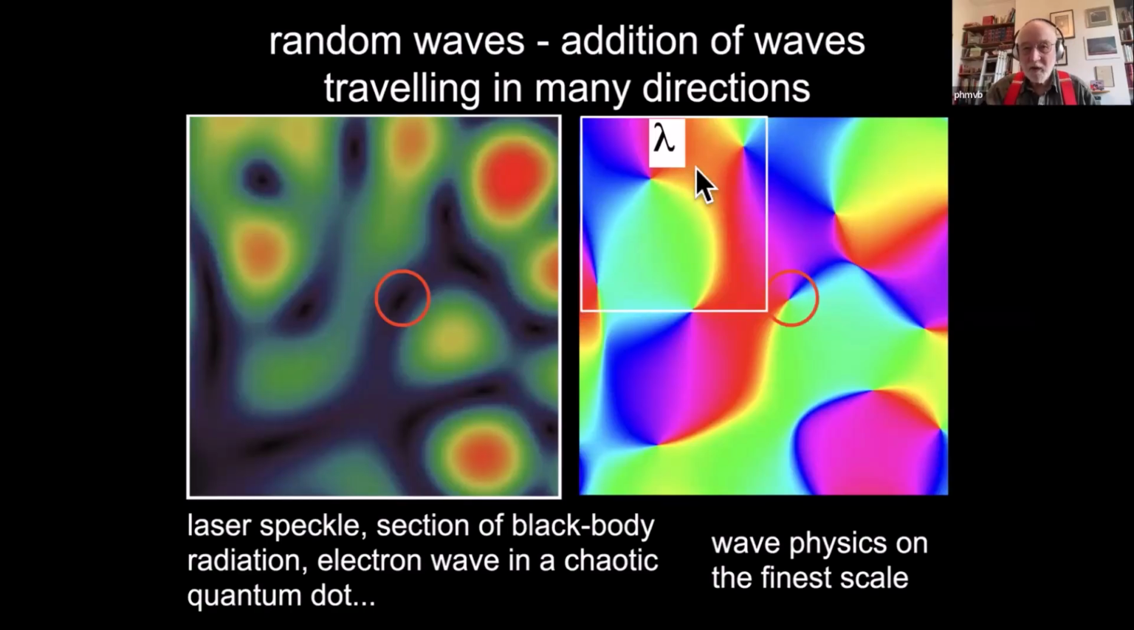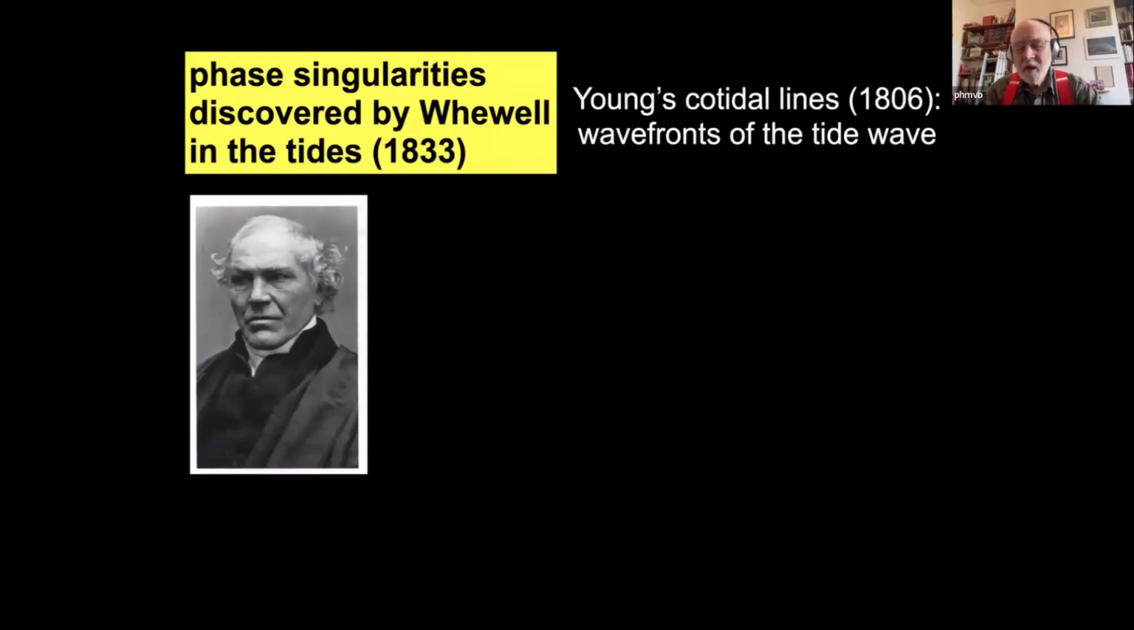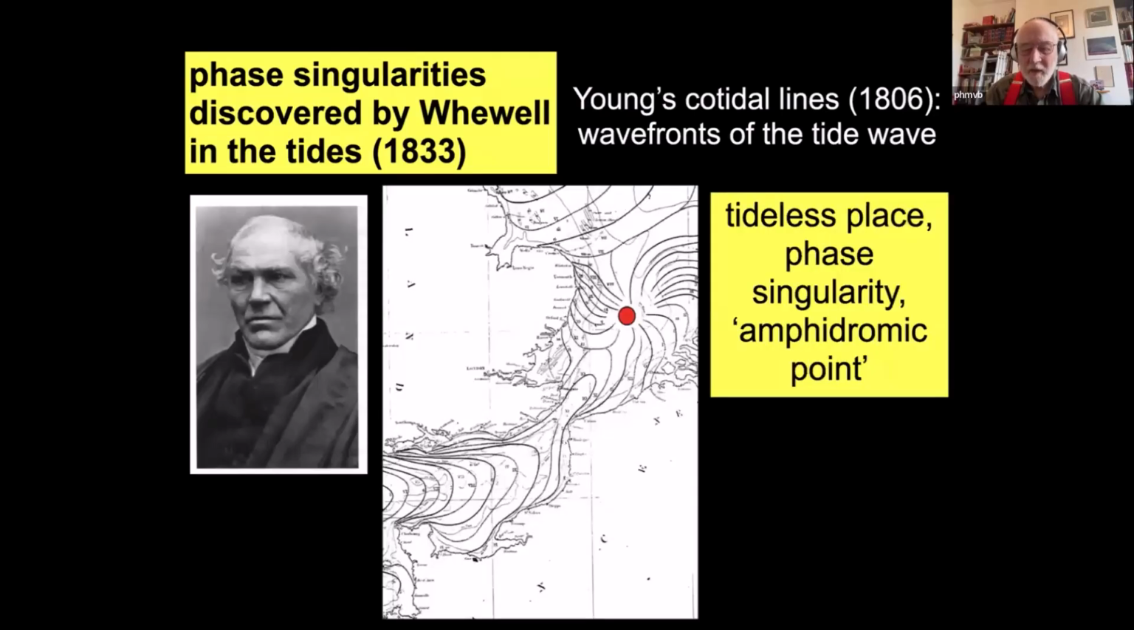The topological things can happen, and that's, of course, very familiar now. They were discovered, as Kosterblioch told us very beautifully yesterday, in 1833 by William Whewell in the tides. Tides are a wave of 12-hour periods circling the whole Earth, and Thomas Young suggested it would be interesting to look at what we now call the wavefronts.